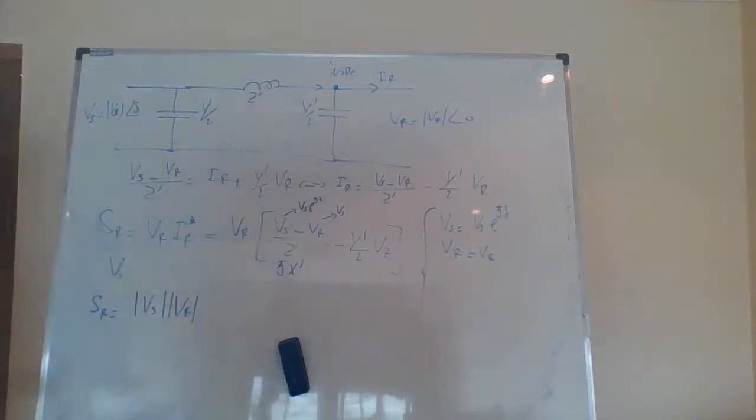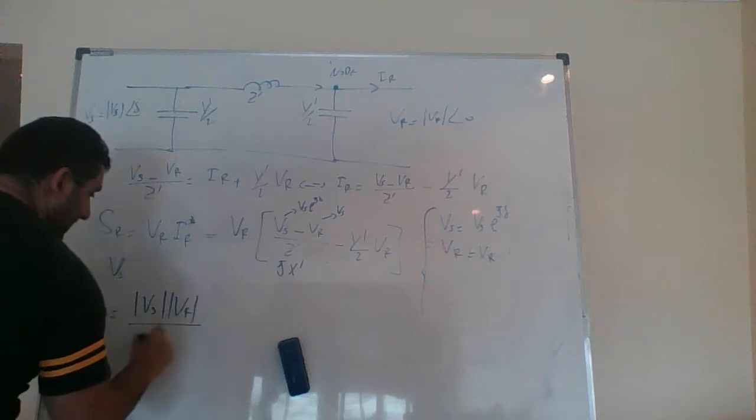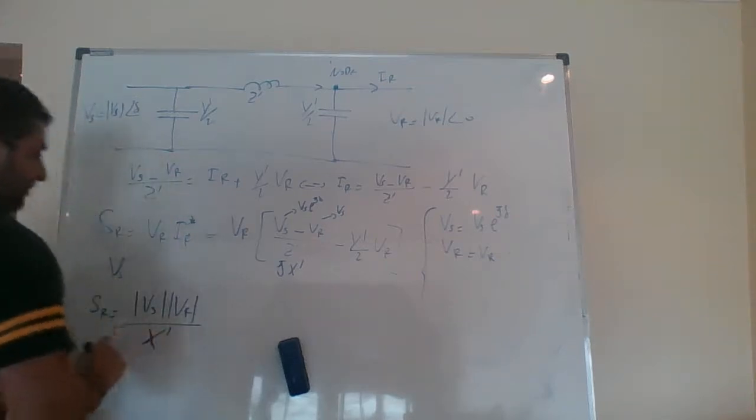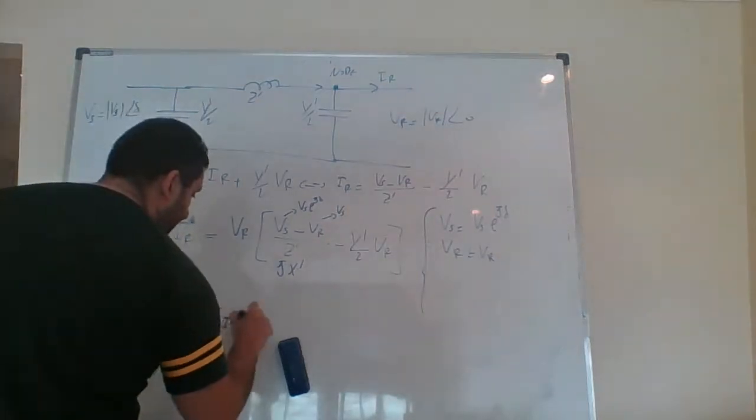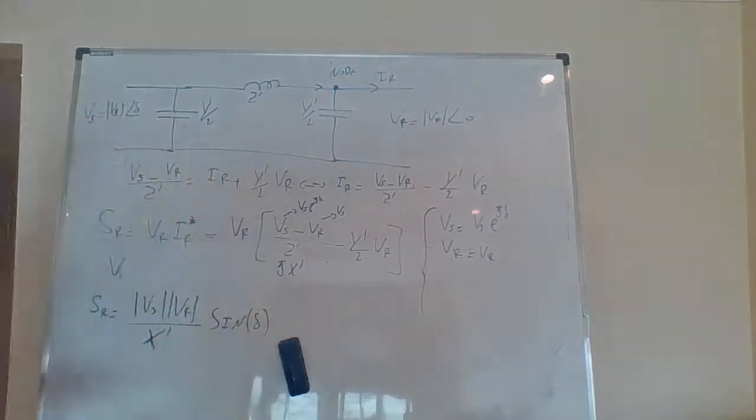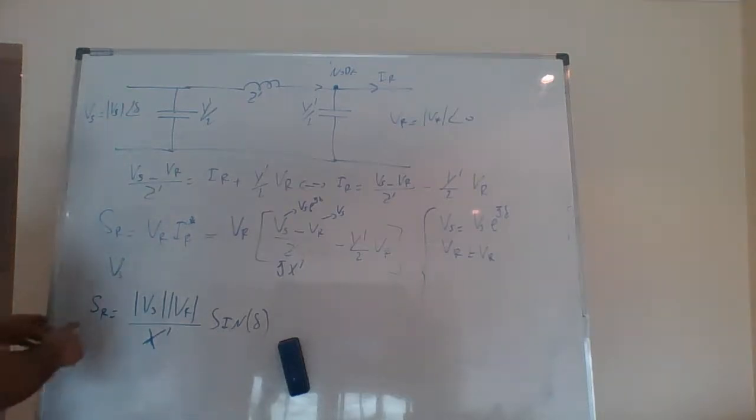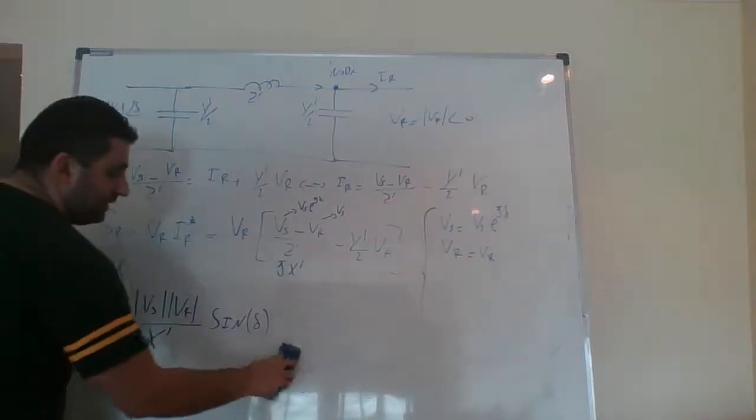Vr divided by x dash sine delta. This is the receiving power.